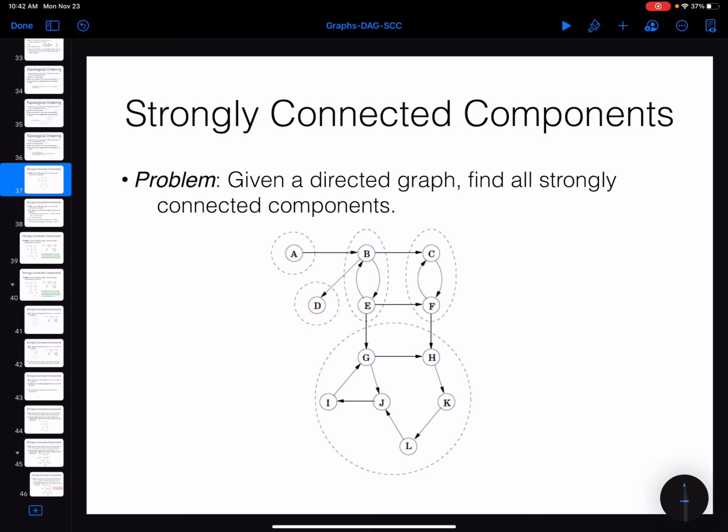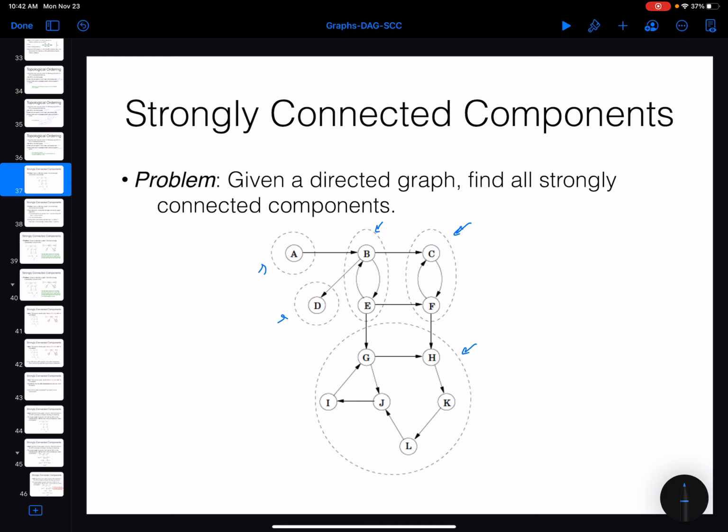Hello everyone. We are still talking about directed graphs, and the next problem that I'm going to solve is finding all strongly connected components over a directed graph. In this example that you can see here, we have 6 different strongly connected components. All of them have been marked using this dashed line. One component here, one component here, here, and here.